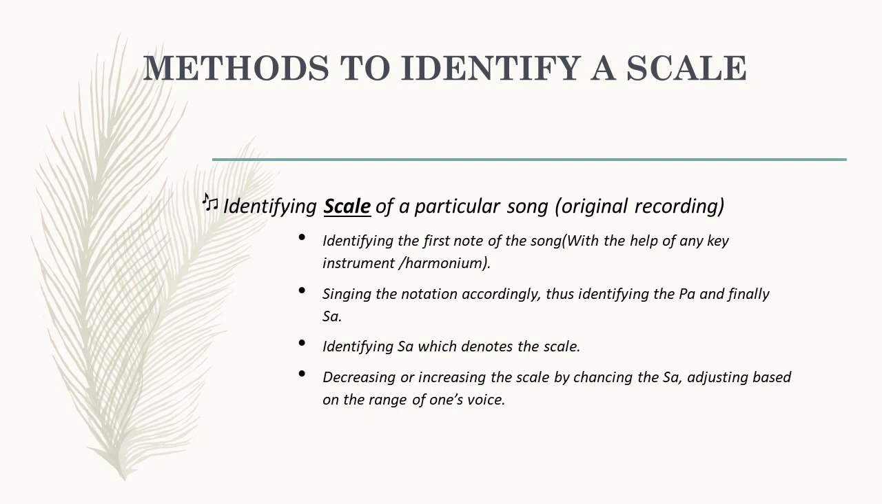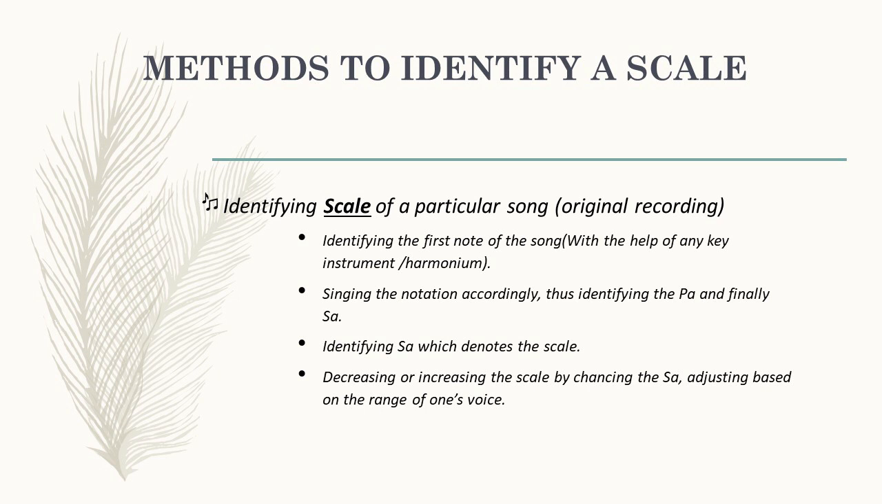So let's discuss how to do this. Here I have mentioned the process of identifying the scale of a particular song, and how to identify the scale in which our voice is familiar with to sing that song, in a step-by-step manner. Firstly, identifying the first note of the song with the help of any key instrument. Here I used harmonium. After that, singing the notation accordingly, thus identifying the pa and finally the sa. Identifying sa, which denotes the scale, and decreasing or increasing the scale by changing the sa, adjusting based on the range of one's voice.